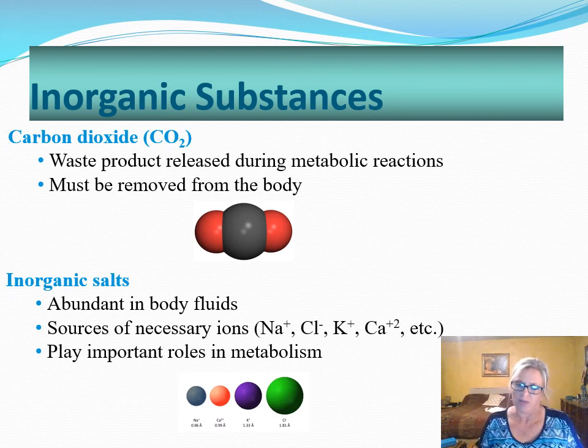How do we get carbon dioxide in our body? Well, that is a byproduct of cellular respiration. And so we have to be able to get rid of that. Otherwise, it will build up and we'll get sick. Okay. So this is the structure of carbon dioxide here on the screen.